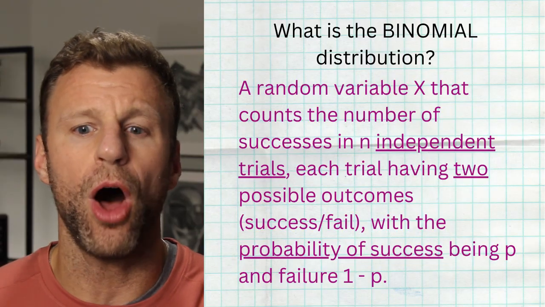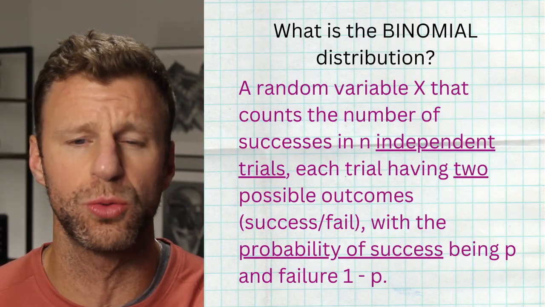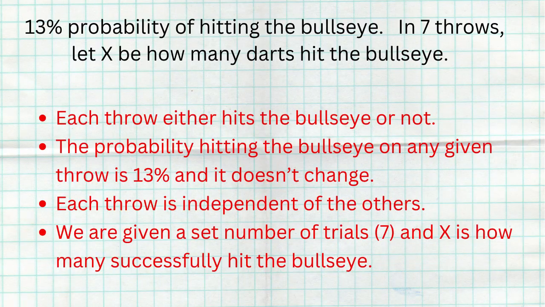Now, let's talk about our problem and how our problem actually does contain all of these rules. First, we were told in our problem that 13% is the chance that David hits that bullseye, and we were told that he's going to get 7 attempts at trying to make the bullseye, and we're looking for how many of those attempts are going to be successful.